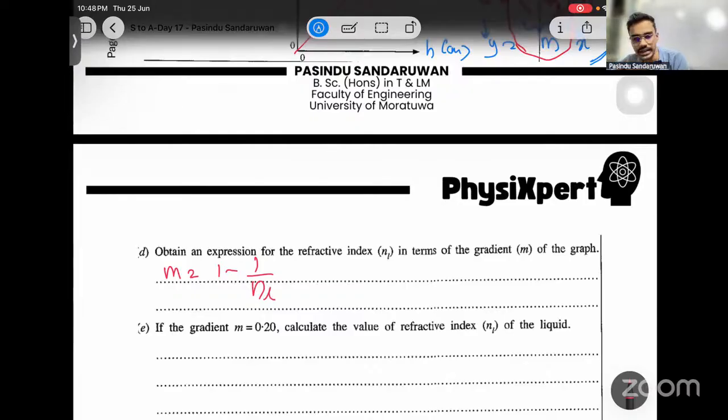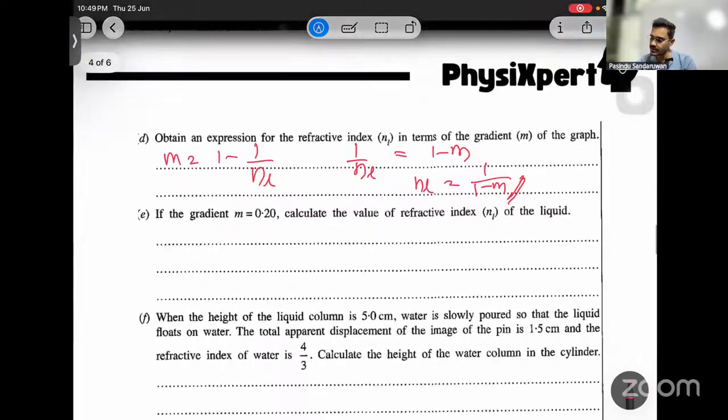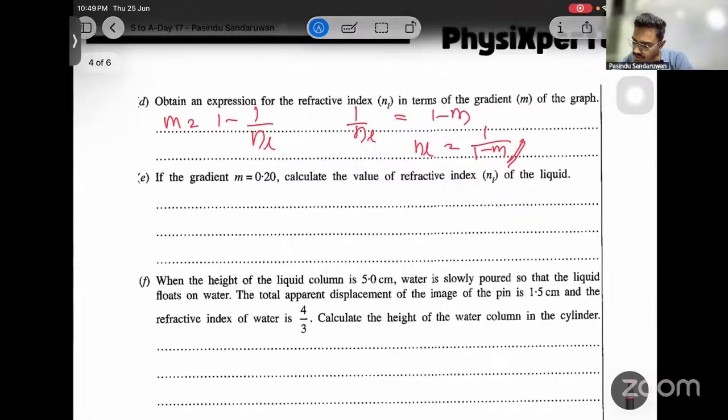Obtain an expression for NL now. Then make NL the subject. Switch terms: 1 over NL equals 1 minus m. Then we need NL, so put it upside down. Then NL equals 1 over 1 minus m. We have to be with the flow, so nicely, it's going with the flow.